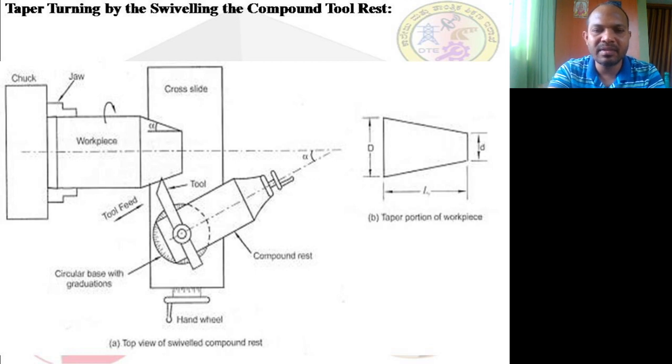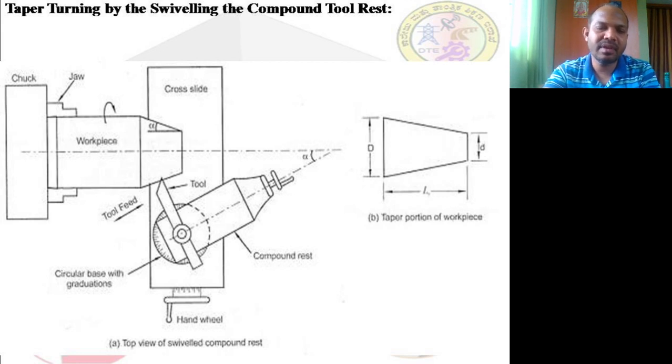If you look at this figure, it is something like a Pythagoras theorem. I'll talk about that later. That alpha will be calculated by the calculations, and that particular angle can be set by tilting this compound rest. The angle of tilting can be noticed very clearly on the graduations or a scale provided on a circular base of the compound rest. We will tilt it and then we will fix it. We will see the angle of this and we will fix it. Is it clear?